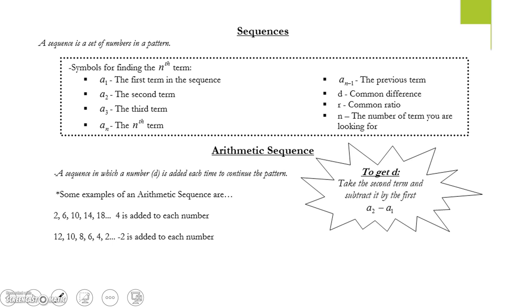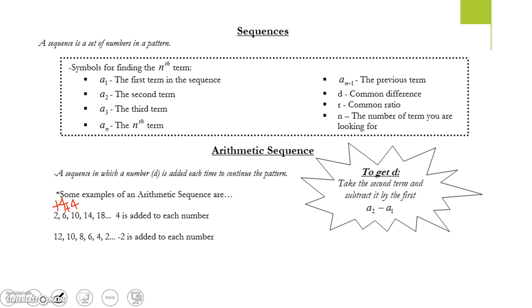So the first type of sequence we're going to talk about is an arithmetic sequence. And so that is a sequence in which a number D is added each time to continue the pattern. So it's an adding pattern. Some examples of an arithmetic sequence is 2, 6, 10, 14, 18, and so on. What I do to get to the next number is I add 4. 2 plus 4 is 6. 6 plus 4 is 10.